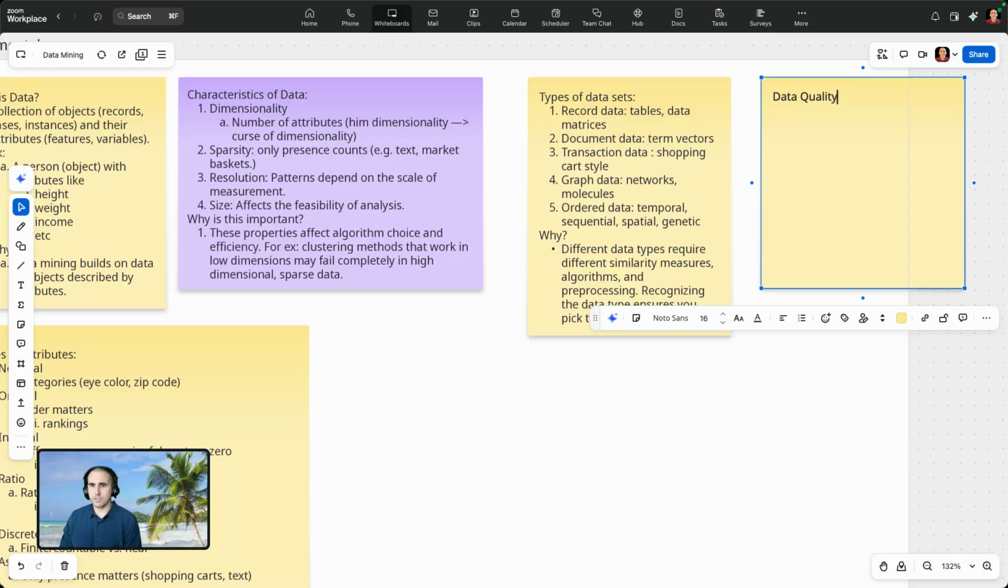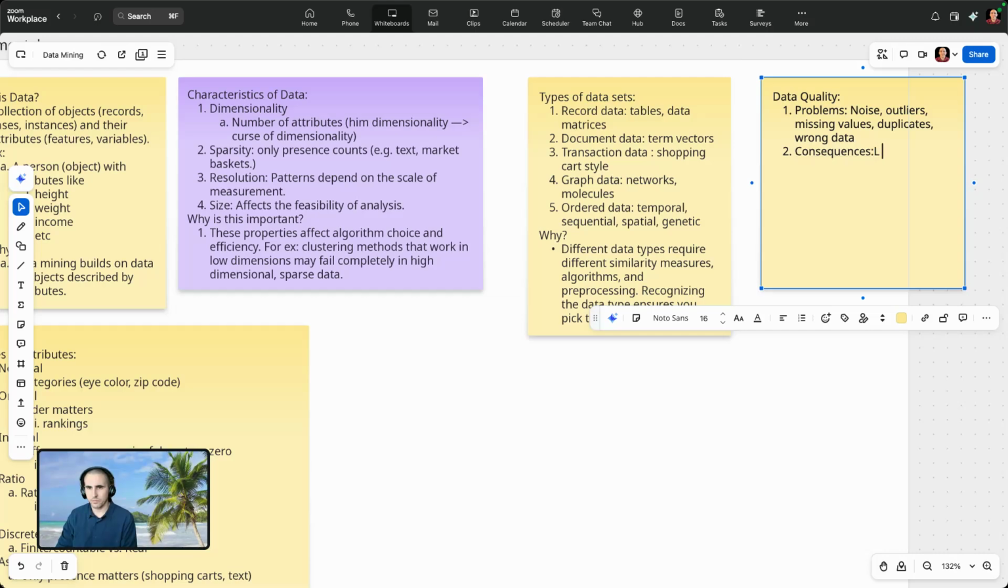Data quality. This is when we get into noise and outliers. So the problems are noise, outliers, missing values. It's where pre-processing can really help us. Duplicates, just wrong data.